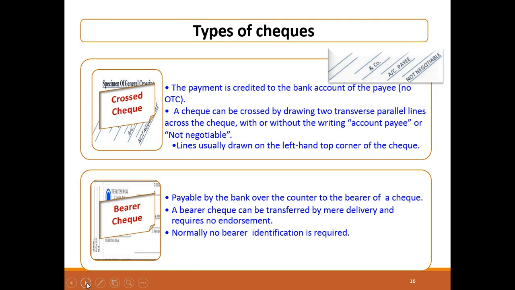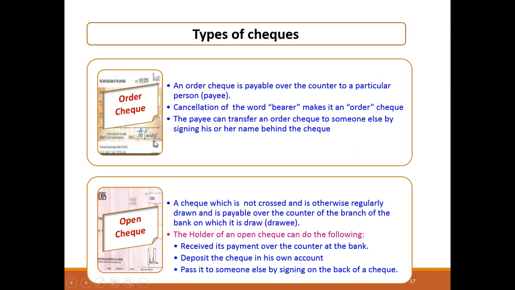Dia kata untuk order check, the payee can transfer an order check to someone else by signing his or her name behind the check. Maknanya kalau let's say payee tu tak dapat nak pergi clearkan check tu, he or she can ask someone else by signing her name behind the check.